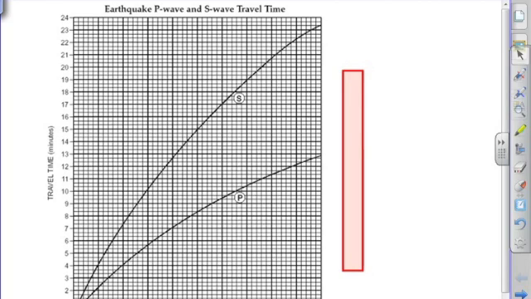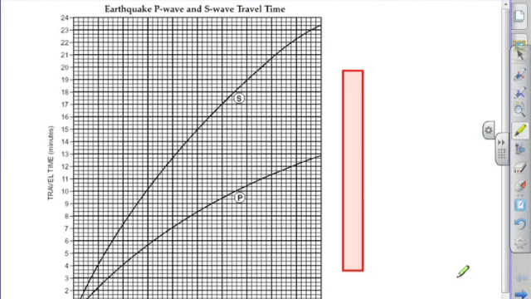Welcome. Today we're going to be looking at the earthquake, P-wave, and S-wave travel time chart found in your Earth Science reference table. Before looking at a few sample questions, it's probably important that we take a moment to pull apart this graph and figure out what each of the tick marks is worth on each of the scales.